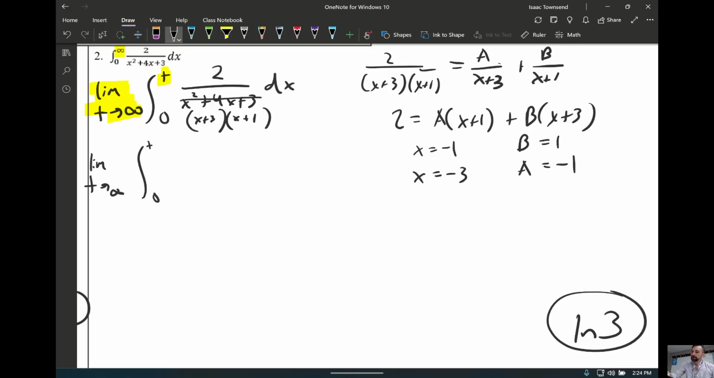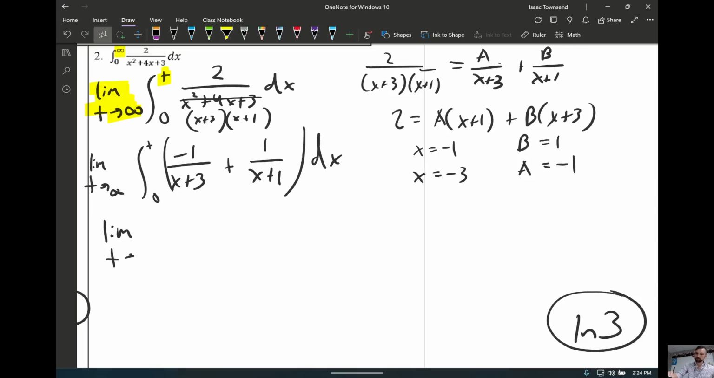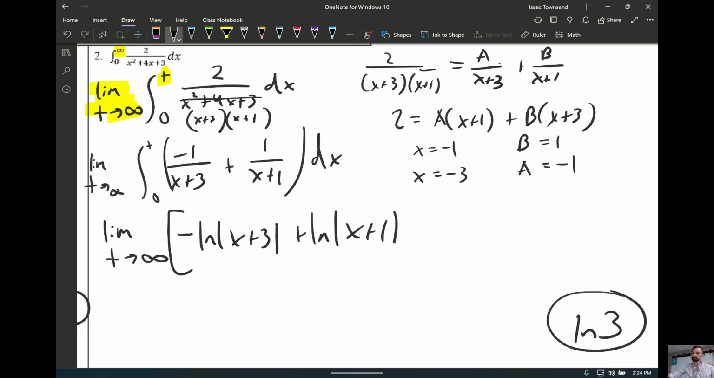So we could do a over x plus 3 plus b over x plus 1. Okay, both parts of this are pretty easy to integrate. This would integrate as negative natural log absolute value of x plus 3. This integrates as natural log absolute value of x plus 1. Neither of those have chain rule, so we don't have to do u substitution or anything like that. We need to evaluate from 0 to t.